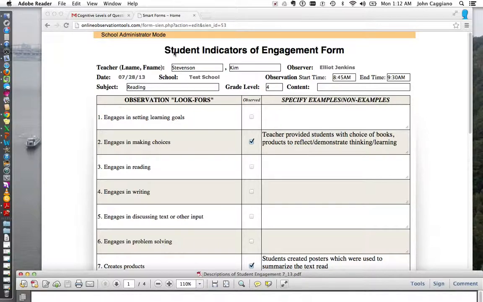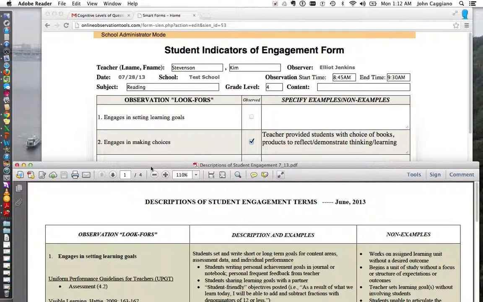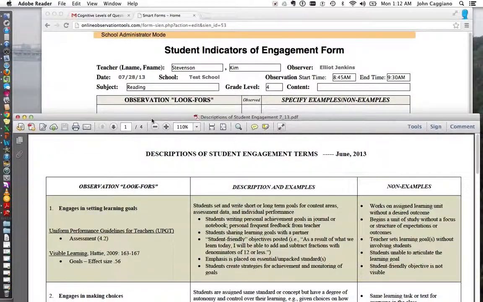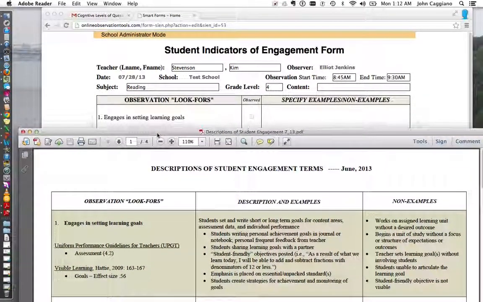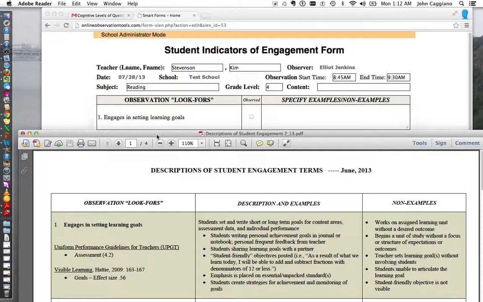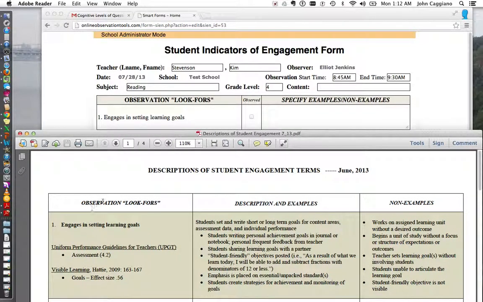Here's the Student Indicators of Engagement form on the website, and right now I'm going to pull up a PDF copy of a document that has been shared with you called the Descriptions of Student Engagement. The first look-for here is engages in setting learning goals, and I've isolated that here. SURN has provided a crosswalk of sorts to provide some assistance and share some description and examples.